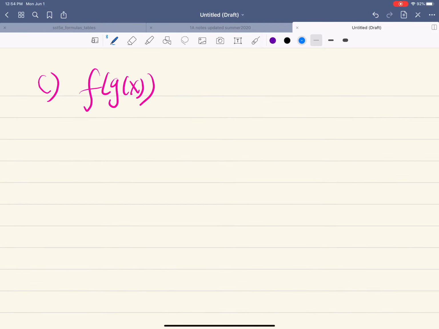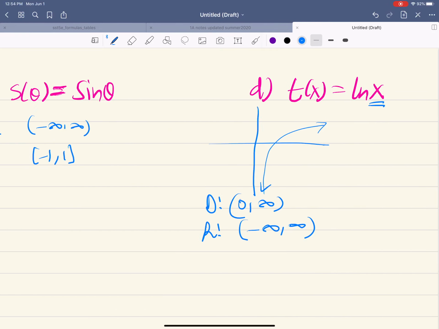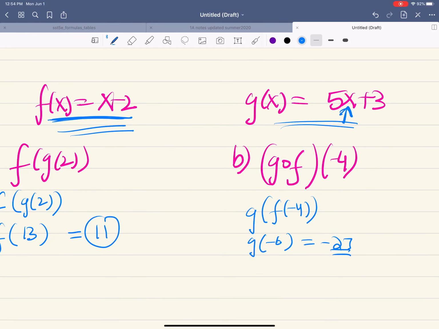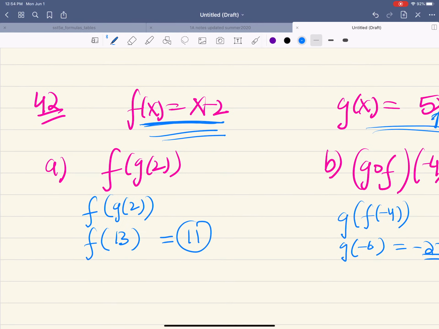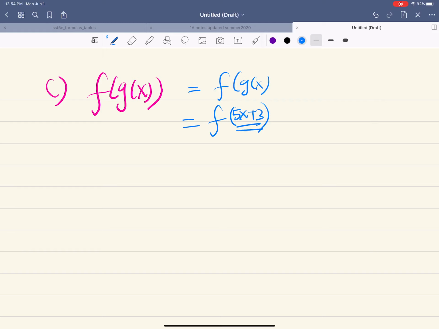f of g of x, this is a composition of the two functions. So all I have to do is plug g of x inside the f of x function. So I need to find f of 5x plus 3, because that's my g of x. Now what does the f function do to something that goes in there? It subtracts a 2 from it. That's it. It's going to pick up the new x and subtract 2 from it, which is 5x plus 1. Okay, and that's it. I'm going to do one more example.